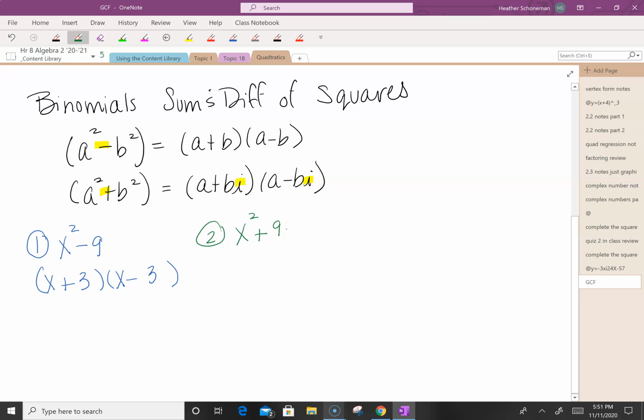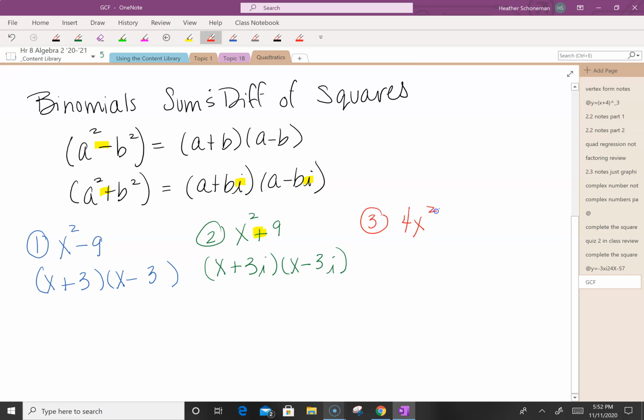Now let's compare this, for example's sake, to what if we had to factor x squared plus 9? Okay, well, it's the same type of problem. It's a binomial, and I can take the square root of everything. So I'm going to go straight to my 2 parentheses. The square root of x squared is x. The square root of 9 is 3. One's a plus, one's a minus. But since what I'm factoring is a plus, then I'm going to add an i to it. All right, let's try this again.